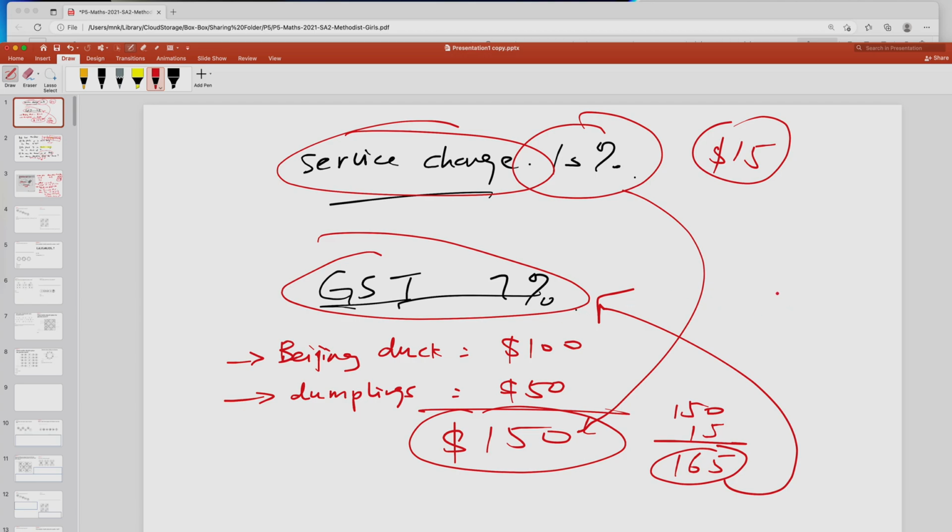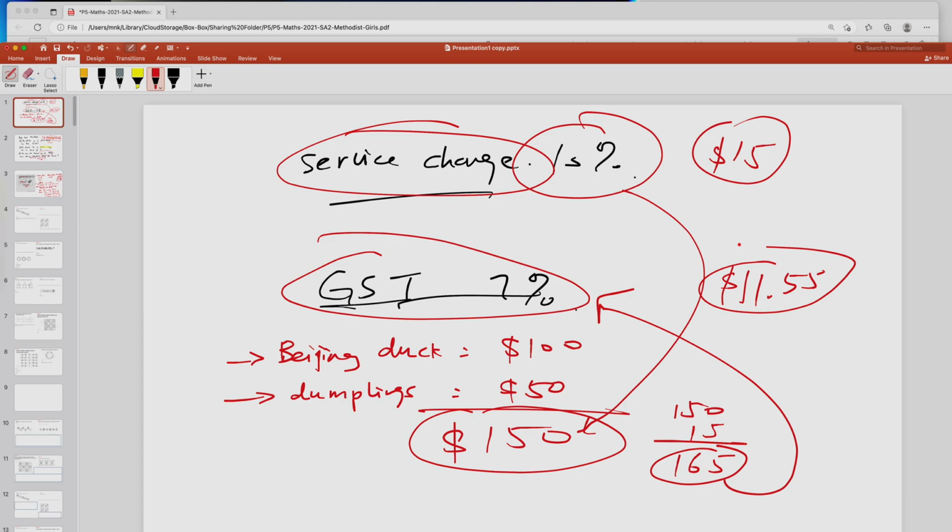1.65 times 7. 11.55. So this is the service charge, and this is the GST tax. So what is the total bill?